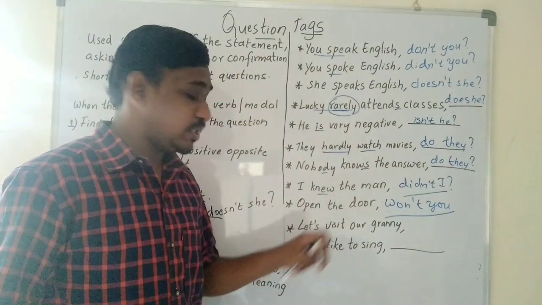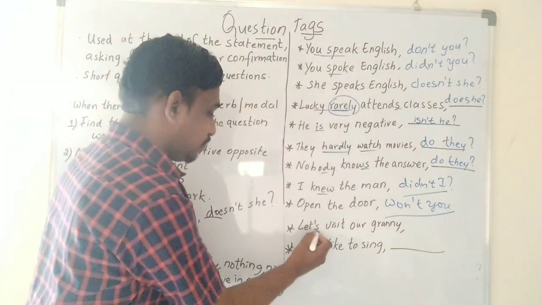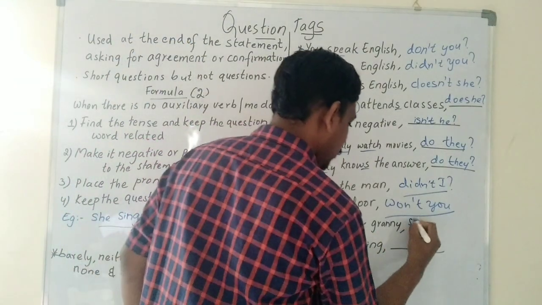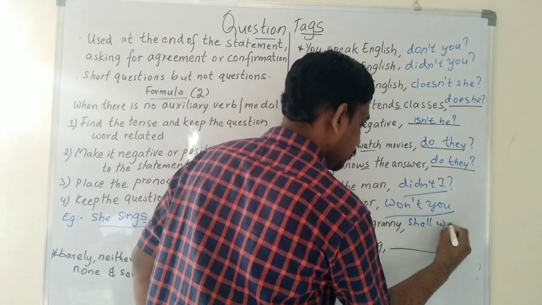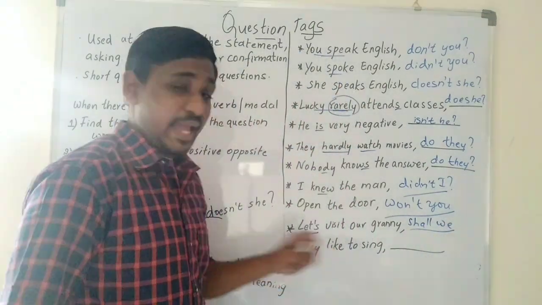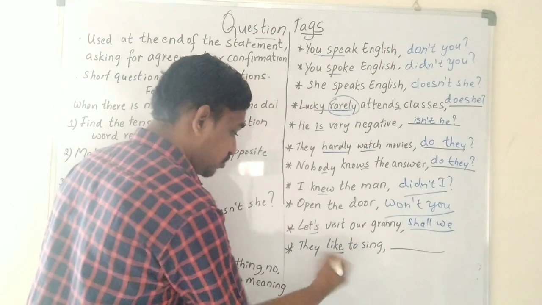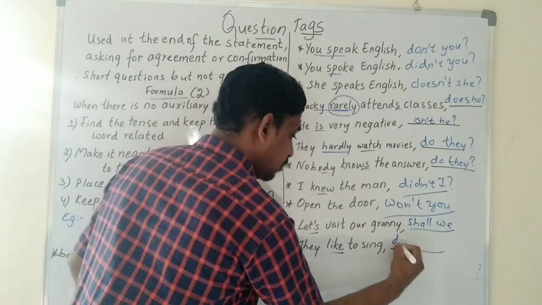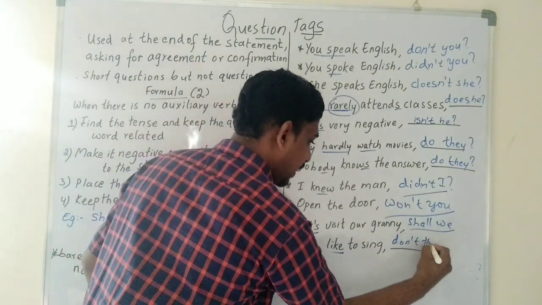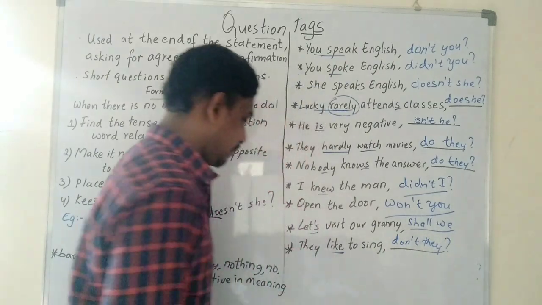Come to the next. Let's visit our granny. Whenever let's comes, usually shall. Shall we? Next. They like to sing. Like. Don't they? The question tag.